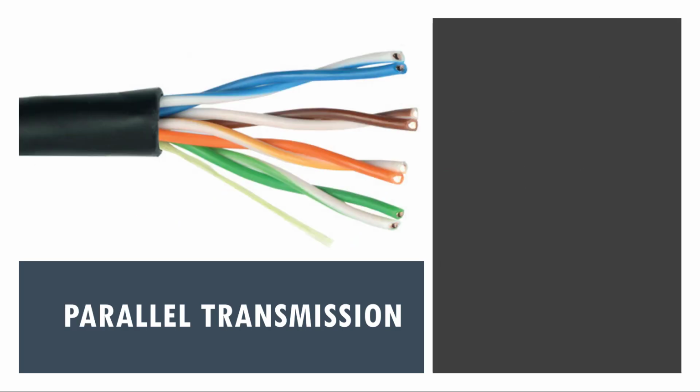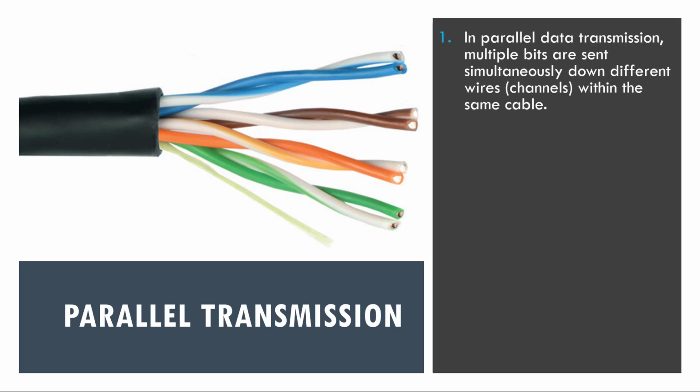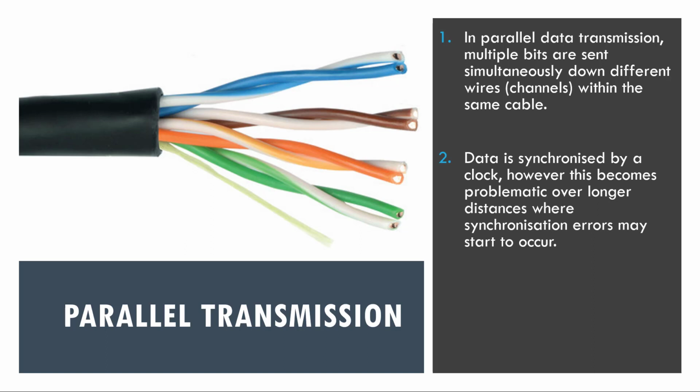A parallel transmission is something that you've seen before. A network cable or an Ethernet cable looks like that, has twisted pairs. And in parallel data transmission, multiple bits are sent simultaneously down different wires or channels within the same cable. Data is synchronized by a clock, however, this can become problematic over longer distances, and sometimes synchronization issues do start to occur. Using parallel wires is more expensive because there's obviously more copper, more production, etc., but they are faster and they are very, very reliable nowadays, especially with modern materials.